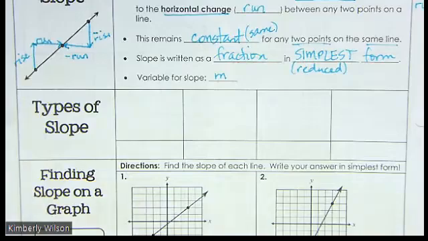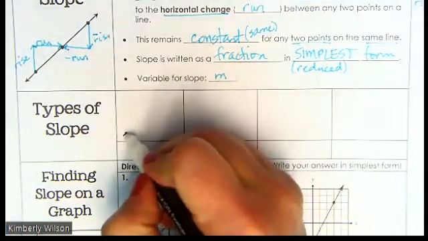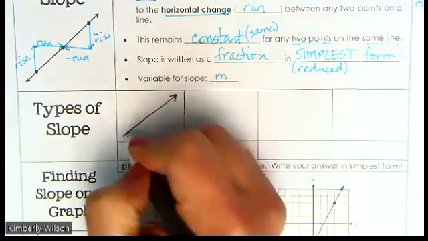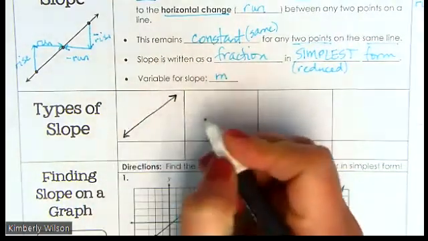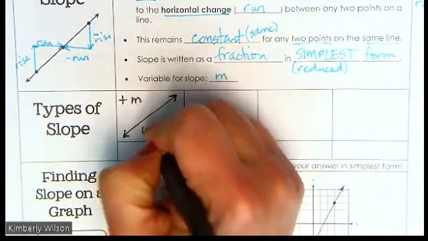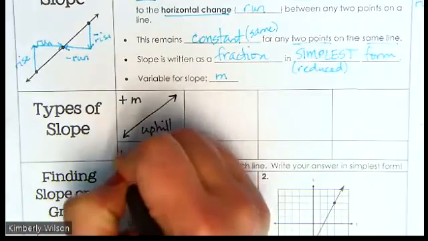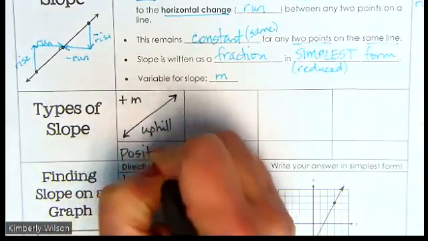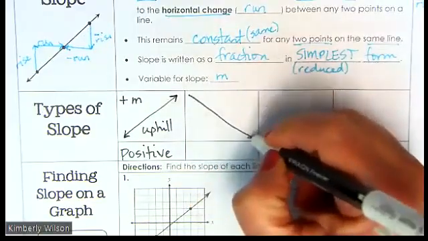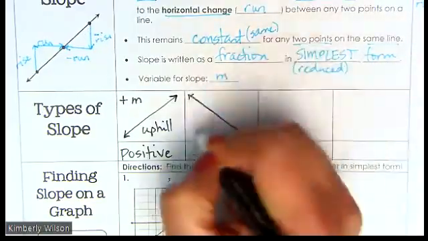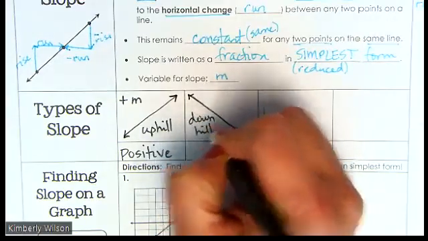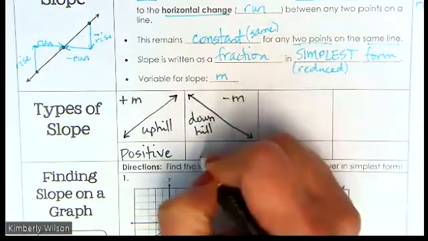When you read from left to right and the line goes up, this is a positive slope and you are going uphill. So this we say is positive. As for the next one, we're reading from left to right and we're going downhill. So this is a negative slope.